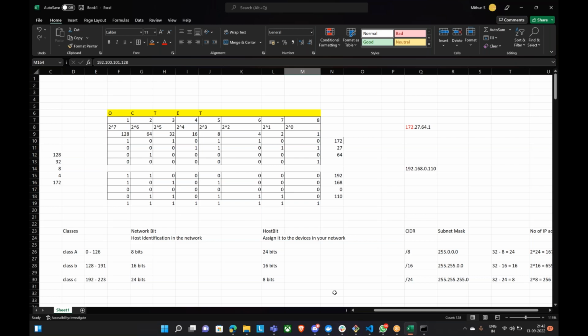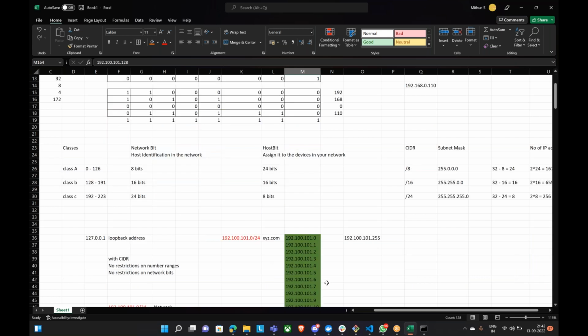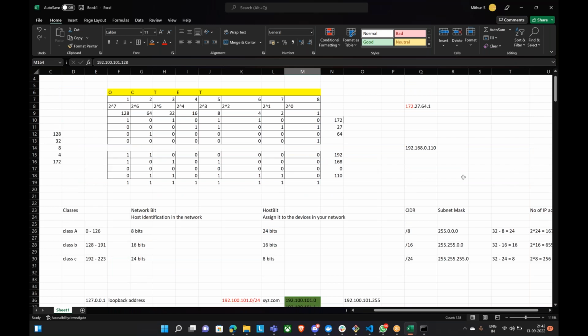Sir, when we get into CIDR, you said no restrictions on network bits. If you are cutting the bits at /12 or something like that, is it included in the IPv4 format? Yes, you can use it. With classless inter-domain routing, you can use any number. And the subnet mask will also change. Is it clear?